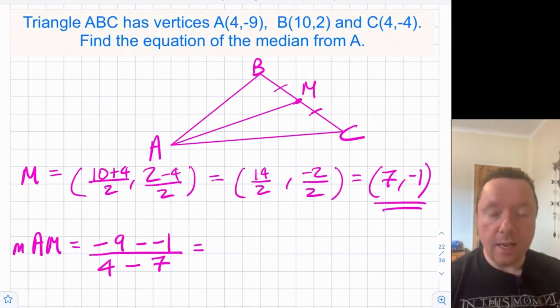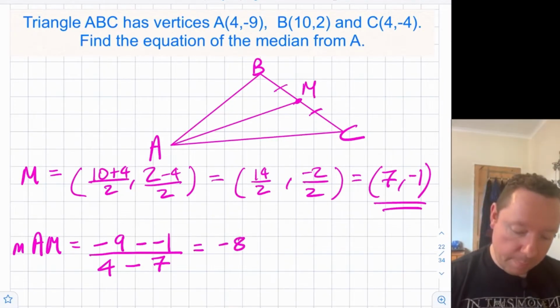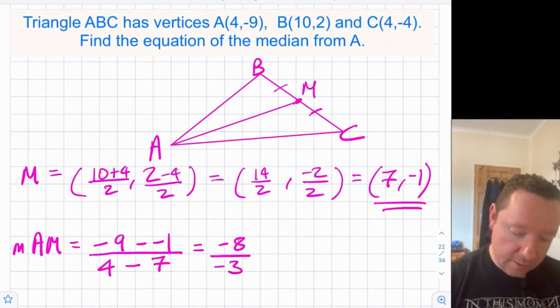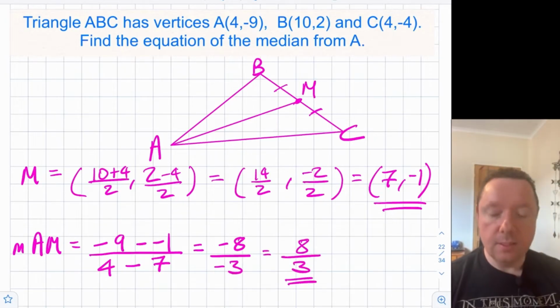-9 add 1 is -8. 4 take away 7 is -3. So that's just 8/3. We've now got our gradient. So now we can do y minus b equals m(x minus a).